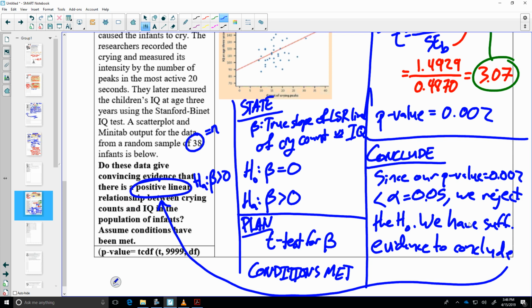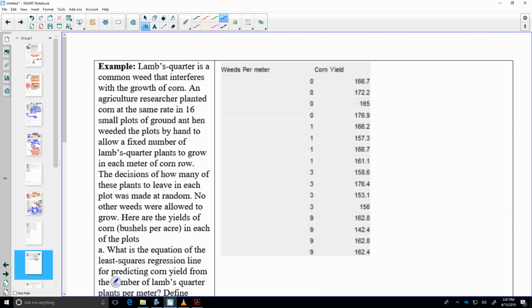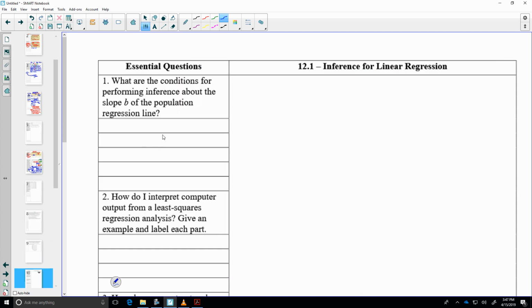That is all we need to do for today. Understand that there's some more examples here. You don't need to do them. Those two examples are enough. You will have one of those two types of problems on your test. So make sure to do 12.1 homework. Heck, I'll just tell you, make sure you can construct a confidence interval with the state, plan, do, conclude process. You'll have multiple choice questions over both, but your free response question will be over confidence intervals.